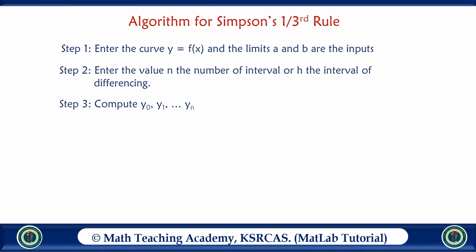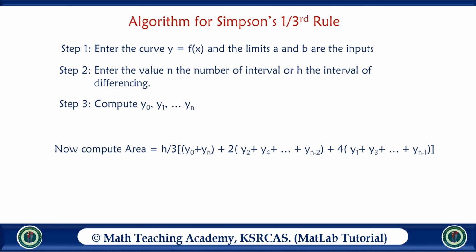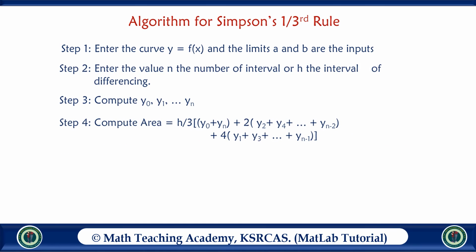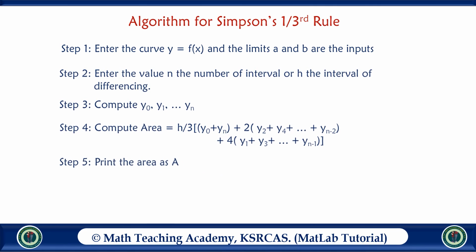Step 3 becomes: compute y0, y1, y2, etc. yn. Now compute the area equal to h by 3 into y0 plus yn plus 2 into y2 plus y4 plus etc plus yn minus 2 plus 4 into y1 plus y3 plus etc plus yn minus 1. So compute the area as step 4. Then print the area as A. That is step 5.